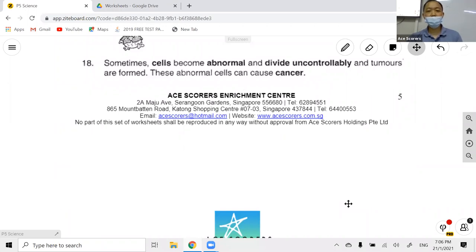Okay, cells become abnormal, they divide uncontrollably, and this is when the cells can cause cancer.